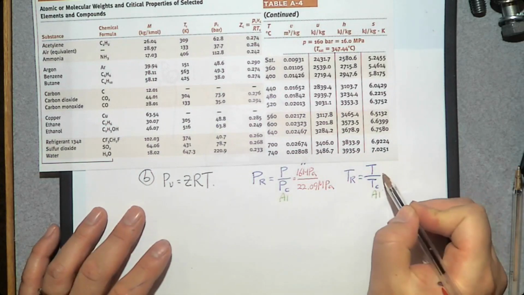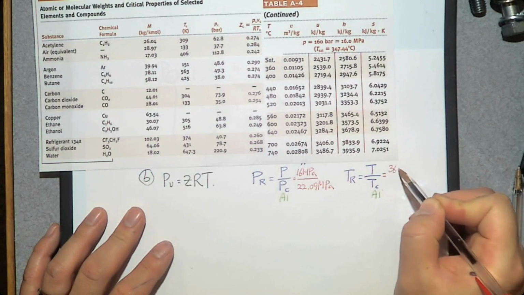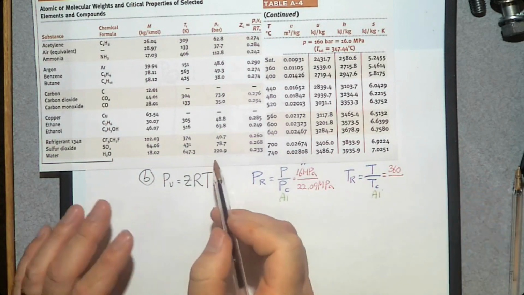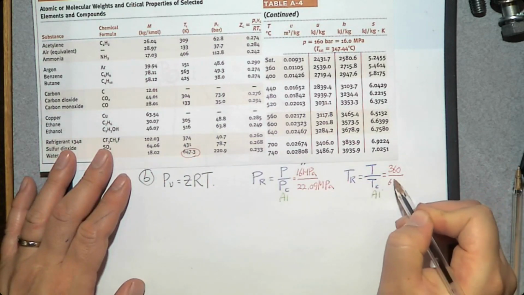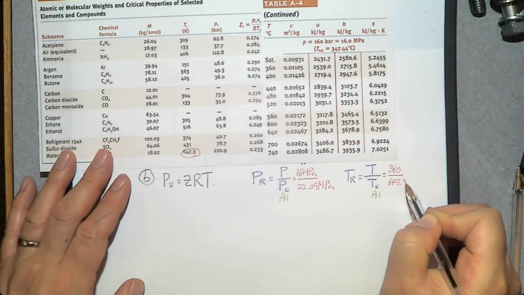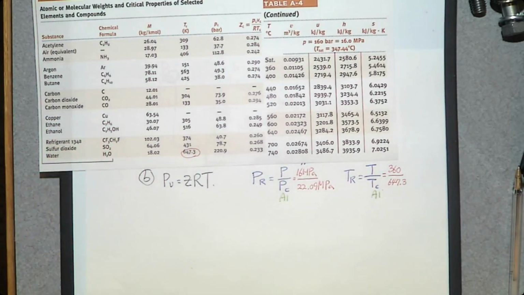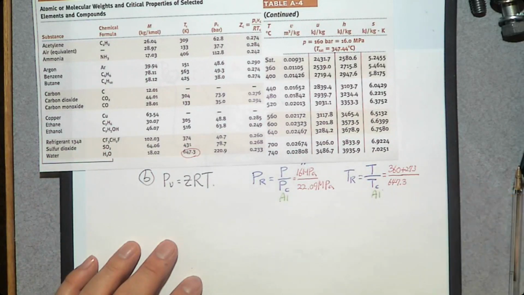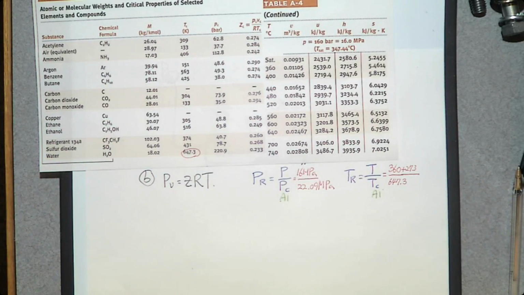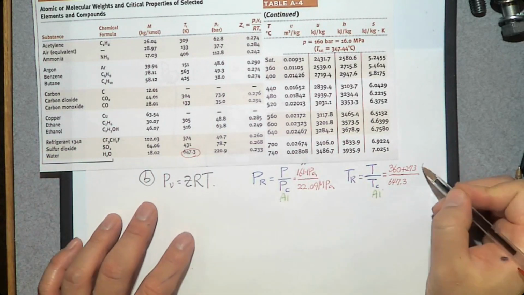And we have the temperature of our system, 360 degrees Celsius, divided by the critical temperature, which is going to be 647.3. Of course, this is incorrect because when you use this temperature for reduced temperature, use Kelvin. So 360 plus 273. Kelvin.